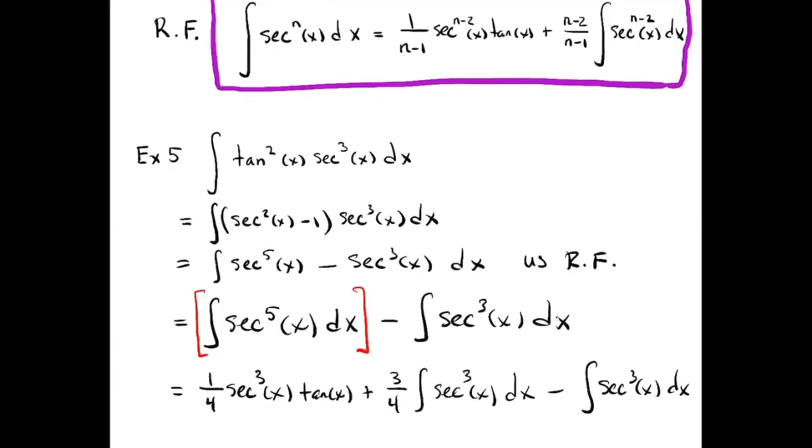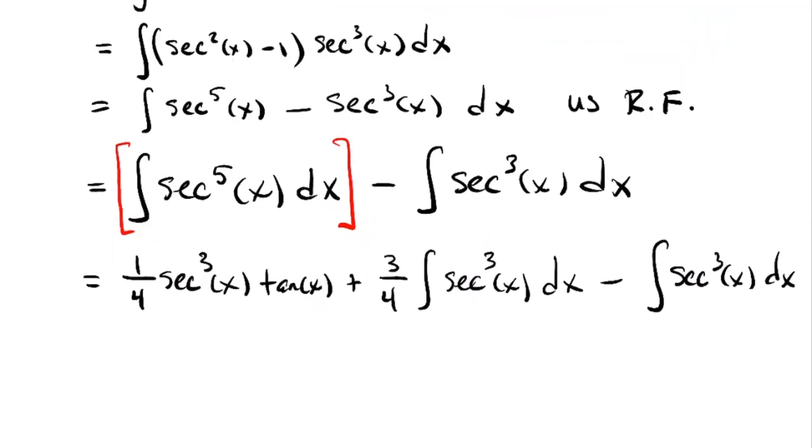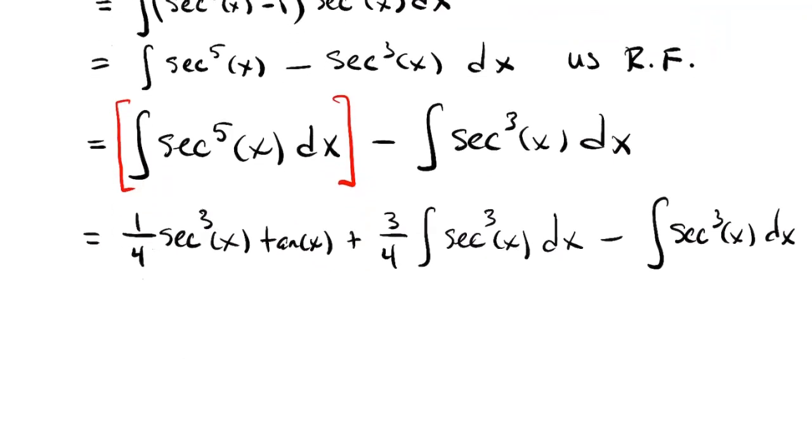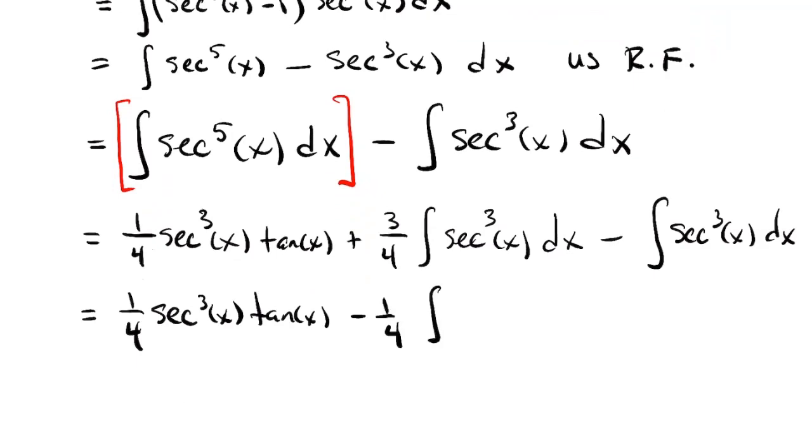And now I'm going to zoom out and scroll. We don't have the need for the reduction formula anymore, at least right now. And then just like before, I'm going to gather like terms. So I've got 1/4 secant cubed times tangent. 3/4 of that integral minus one of those integrals, well, that's minus 1/4 of them. So that's where we are so far.